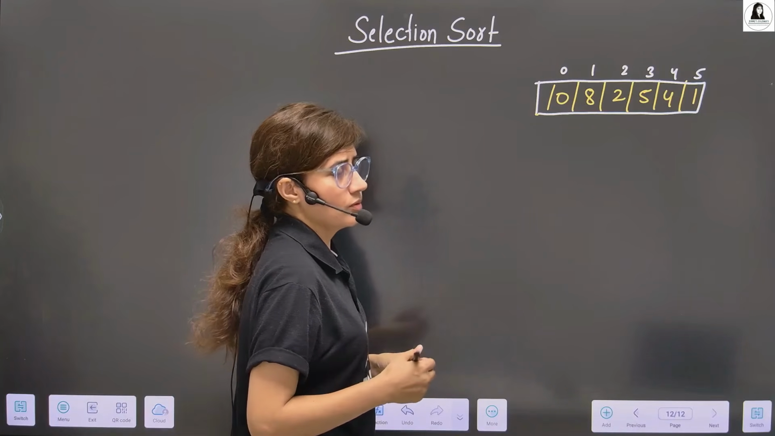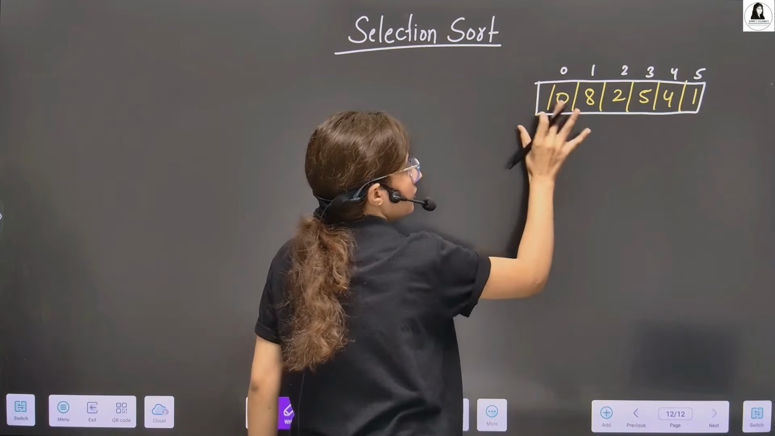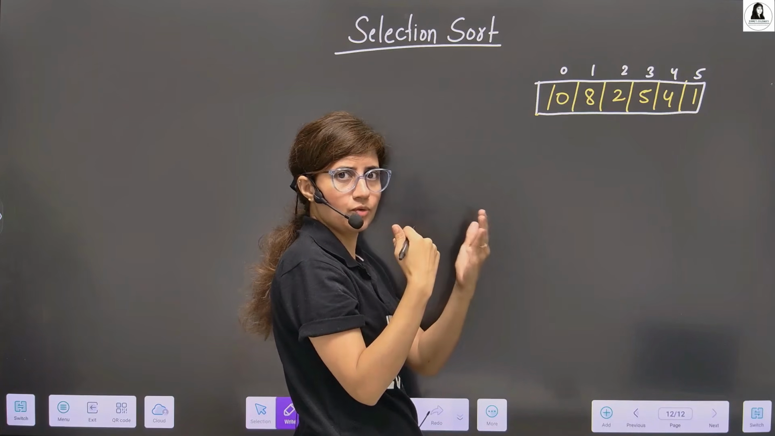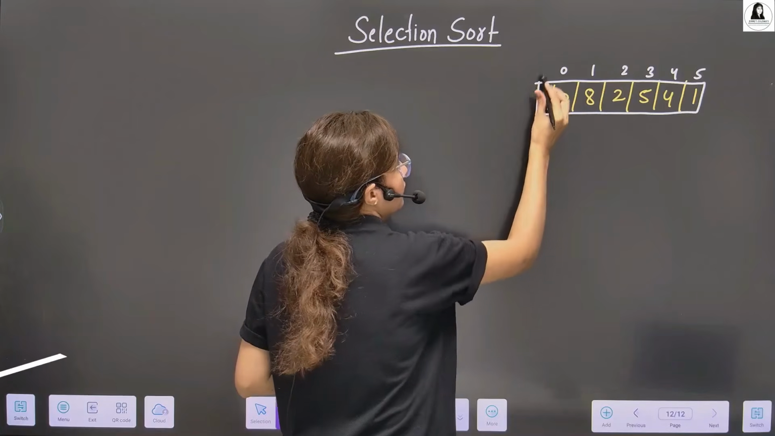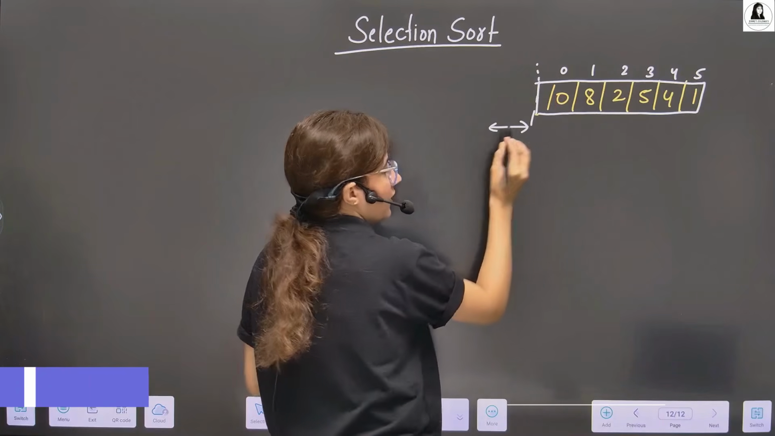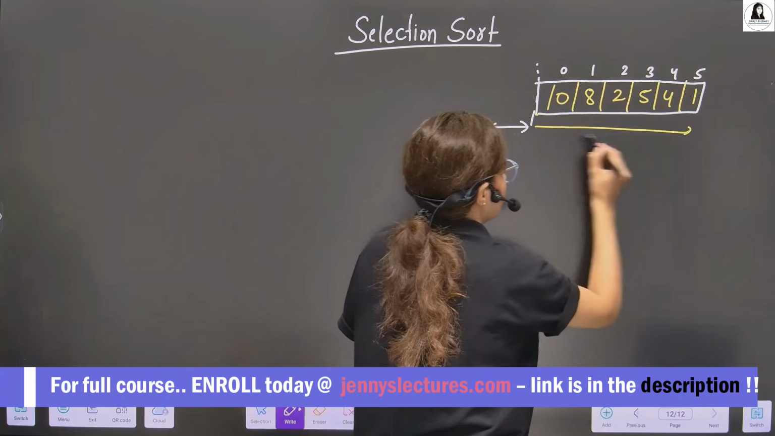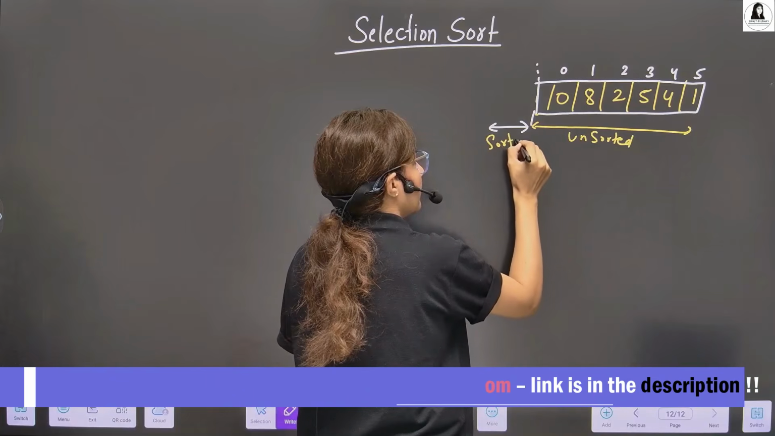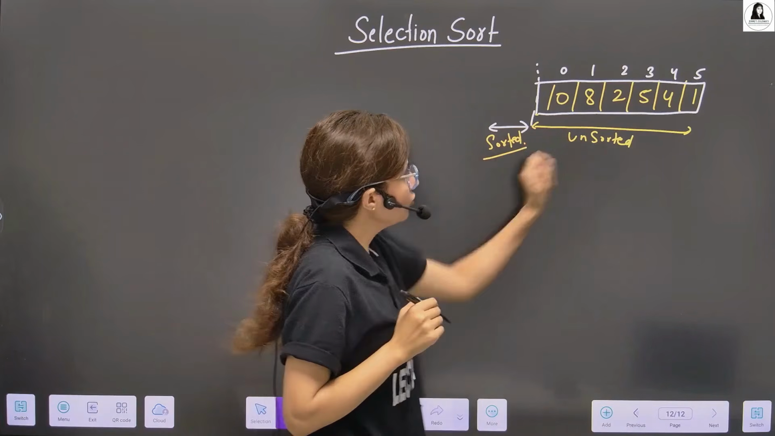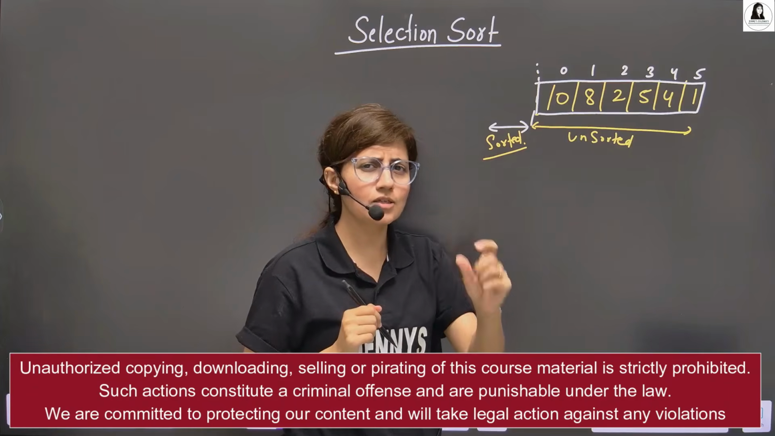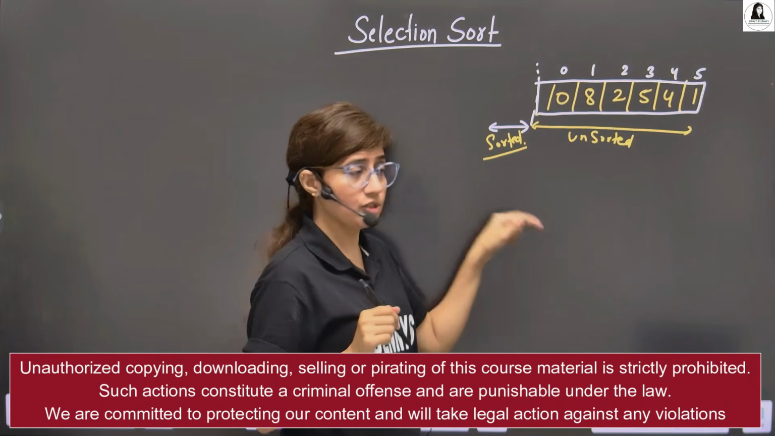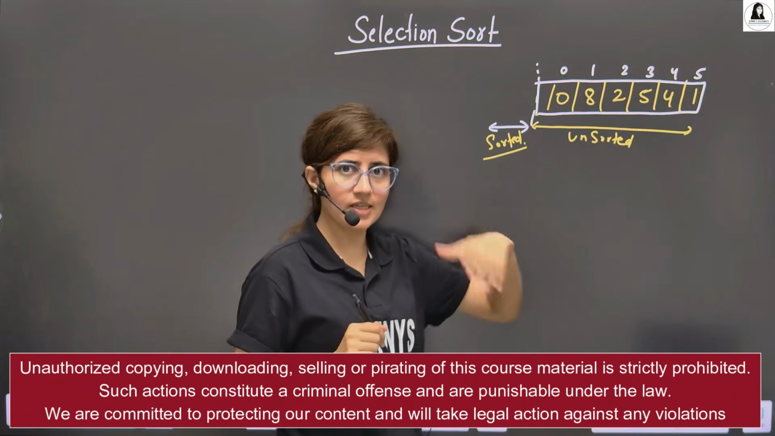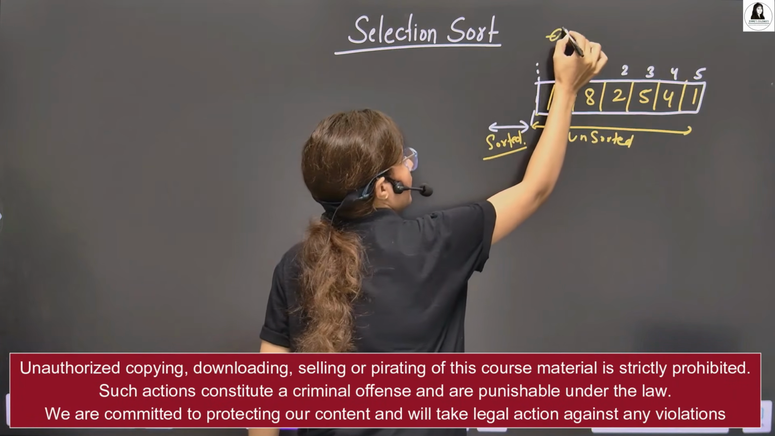Now what I'll do in this sort, first I will select this. Also assume that there are two parts of the array, one is sorted, one is unsorted. At first, there is nothing in the sorted part and the complete array is unsorted. So from the unsorted part we select the smallest element, if I want to arrange in ascending order. If you want to arrange in descending order, then you pick the largest element. In this case I just want to sort in ascending order.